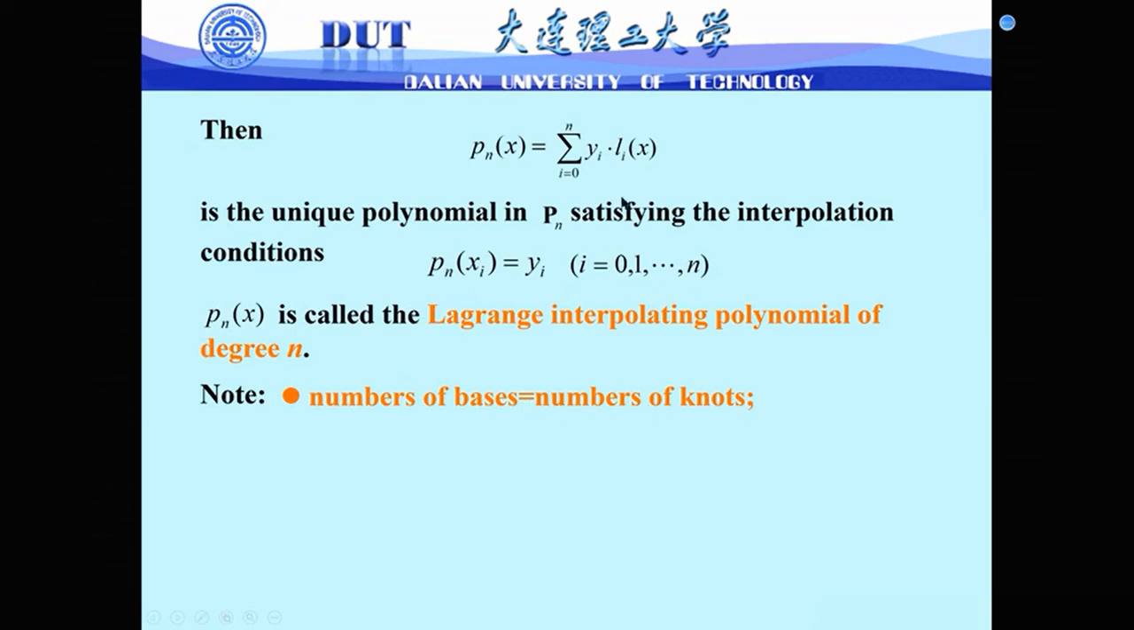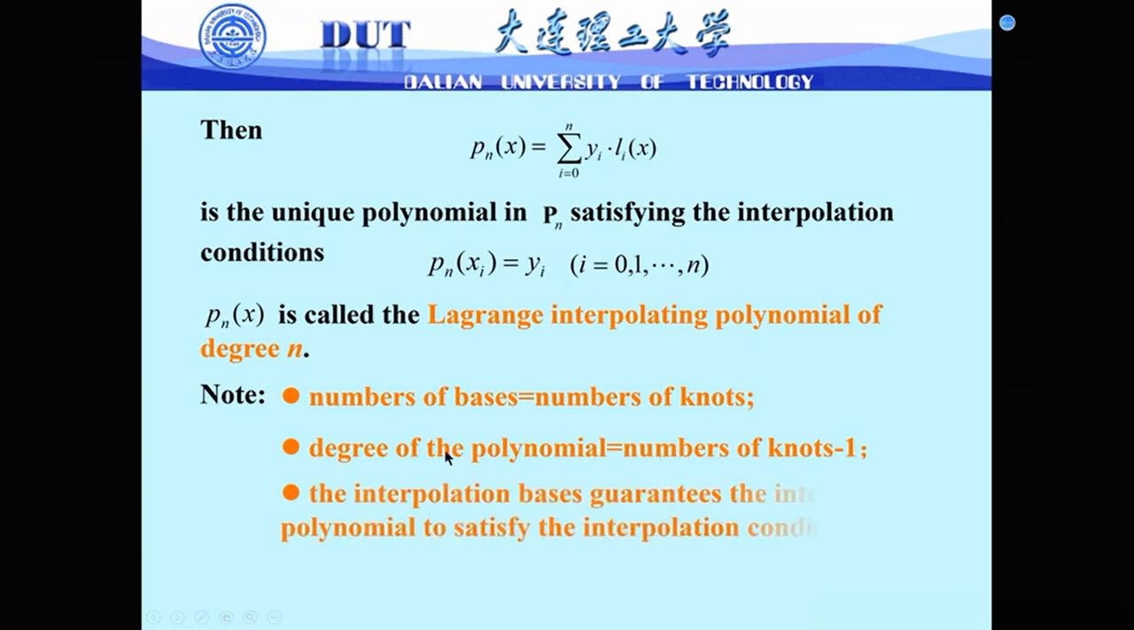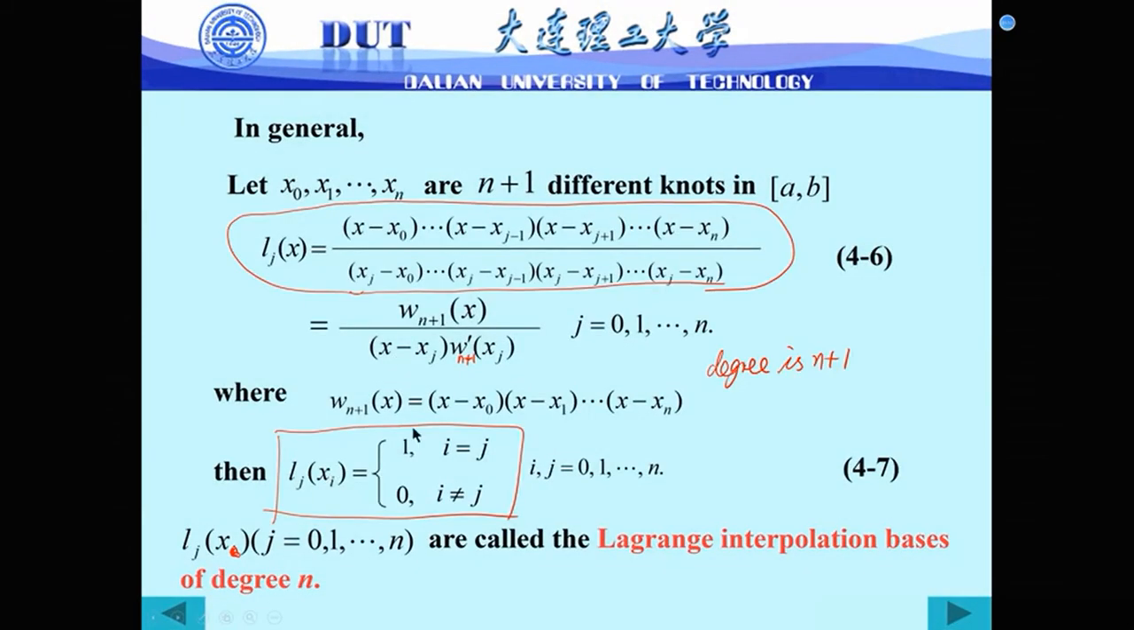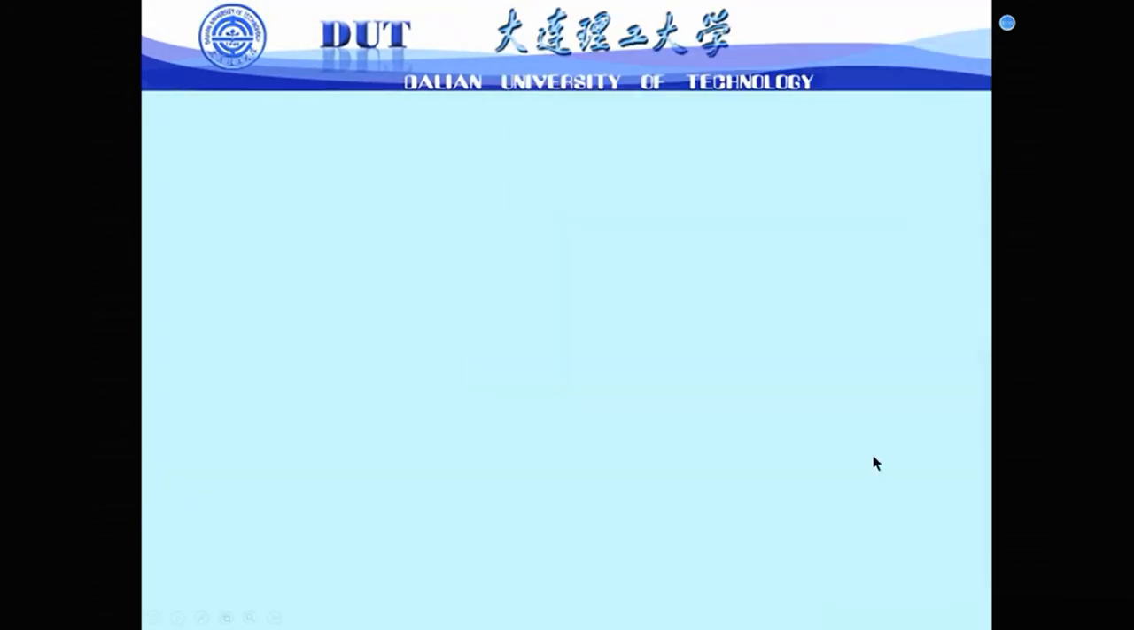The nodes are x0, x1, to xn. The number of bases is the same as the number of nodes. And the degree of the polynomial is the number of nodes minus 1, because we have n plus 1 nodes. The degree is n. Is it okay? And the interpolation basis guarantees the interpolation polynomial satisfies the interpolation conditions. By these properties, we can obtain that the interpolation conditions are satisfied.